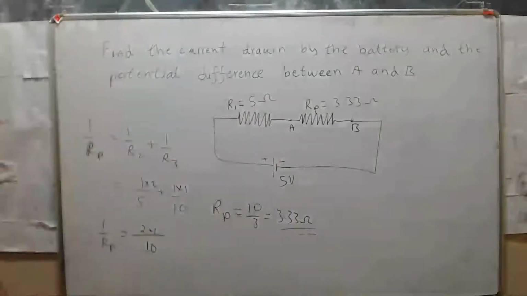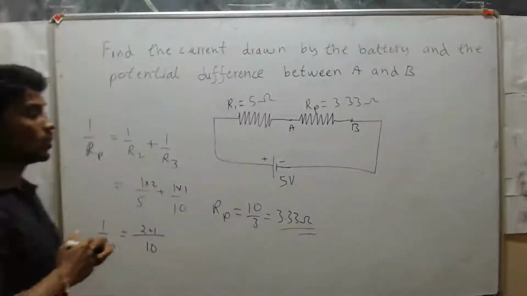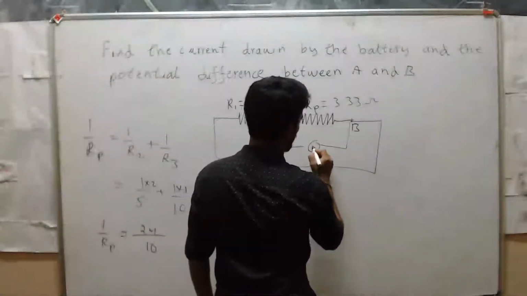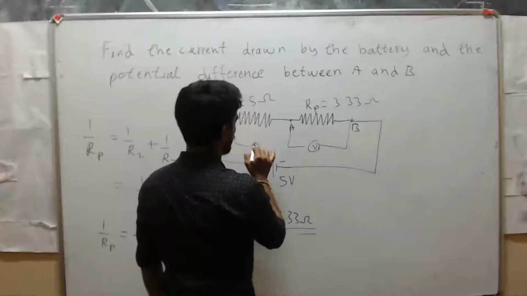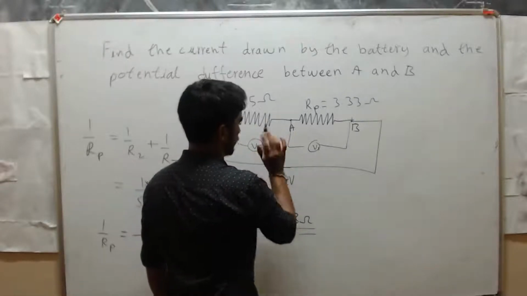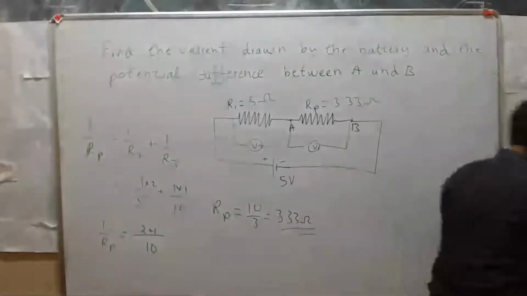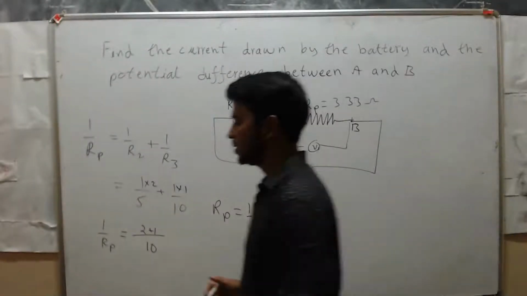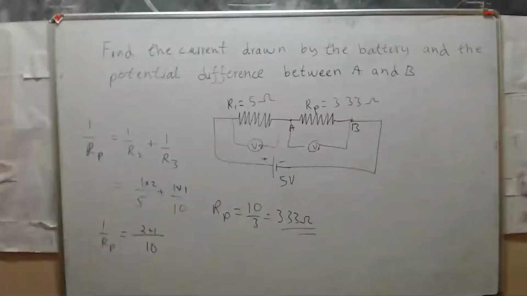Okay, yes. So here we need voltage across here. I will call voltage across here as V1 and V2. See, we don't want V2, just we need V1. So voltage across A and B. We need voltage across A and B. So RP is 3.33. Okay.